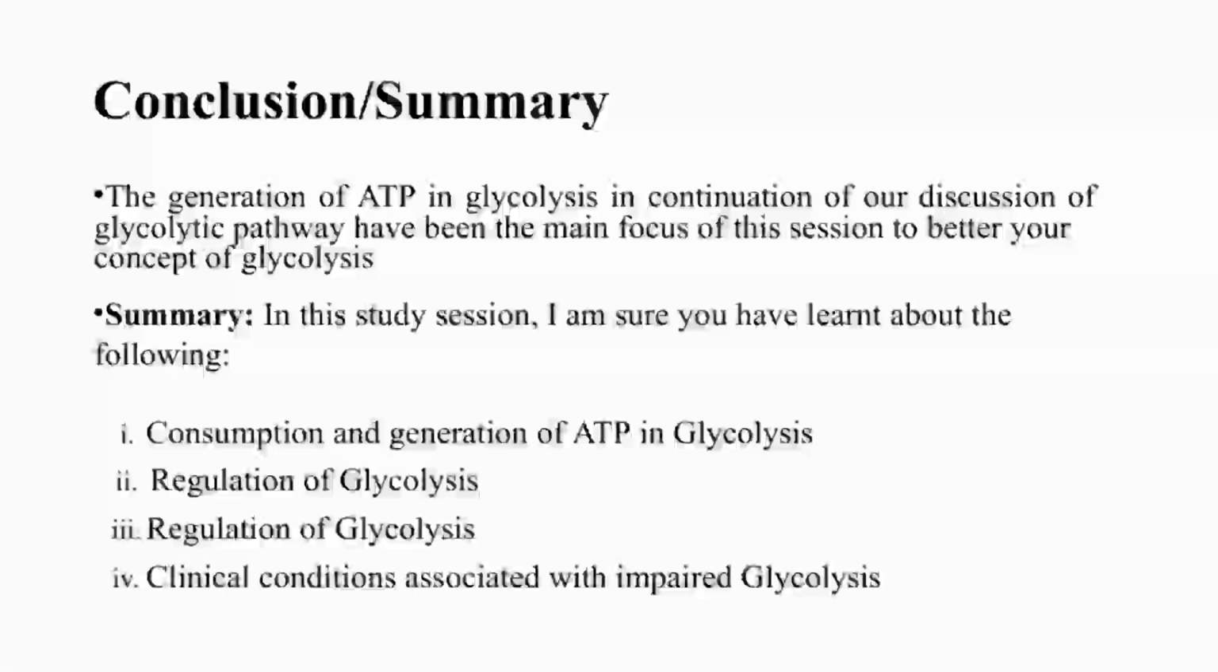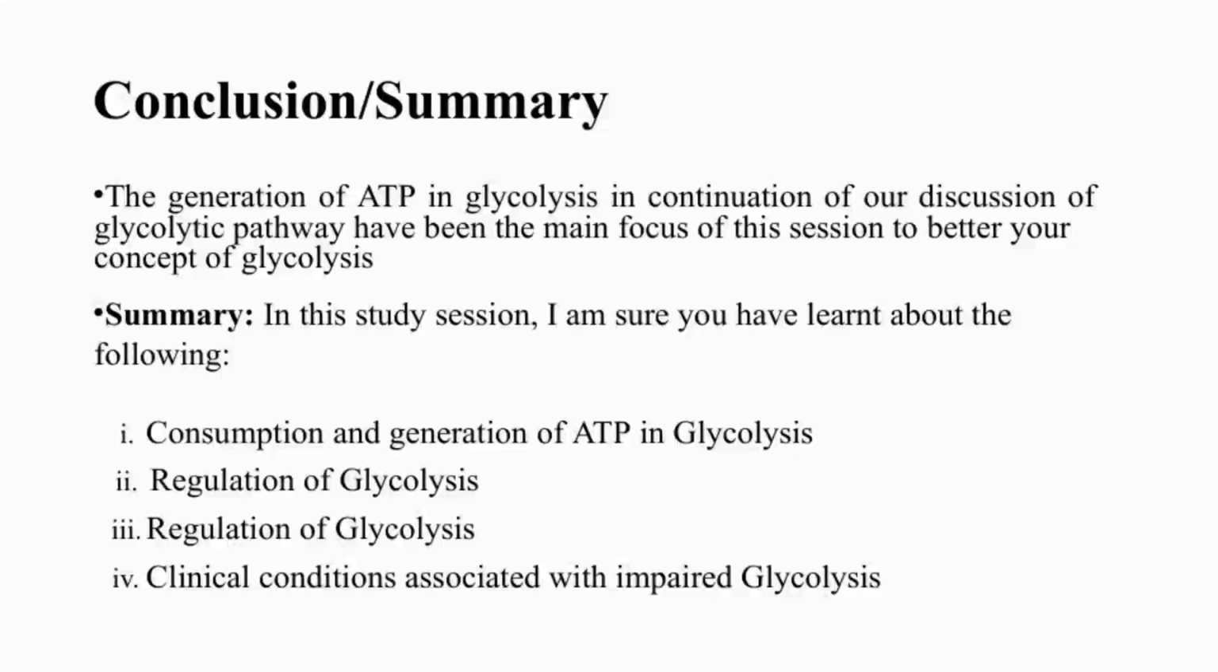Furthermore, we discussed clinical conditions related to impaired glycolysis. For example, deficiencies in enzymes like pyruvate kinase can lead to hemolytic anemia, highlighting how crucial this pathway is for normal cellular function and overall health. To sum up, understanding the mechanisms of ATP generation, regulation, and associated disorders not only enhances your grasp of glycolysis, but also underscores its importance in health and disease. Keep these concepts in mind as they form the foundation for further studies in metabolism.